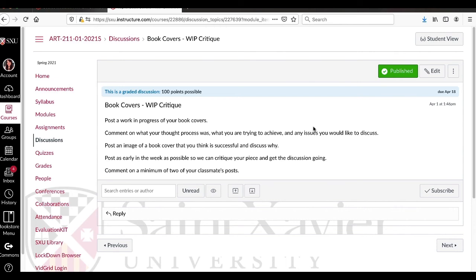Also, post an image of a book cover that you think is successful and talk about why. Maybe you've read the book, maybe you haven't. Maybe something jumped off a shelf at you, or maybe this is your tried and true, you've read it 20 times book, and the cover just always gets you. Post early in the week as possible so that we can actually critique your work throughout the week. Comment on a minimum of 2 of your classmates' posts.